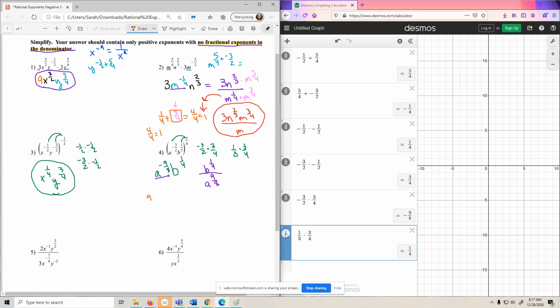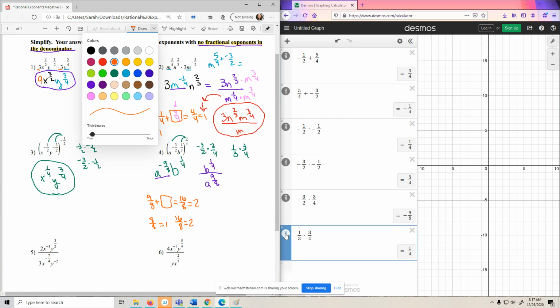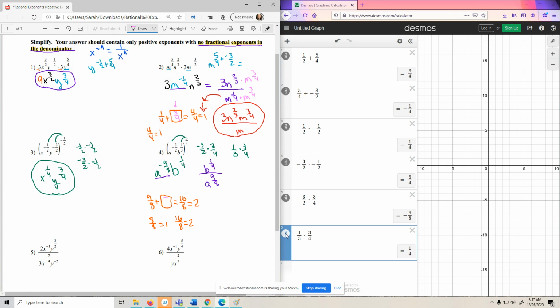What number do I need to add to 9 over 8 to turn it into a whole number? So 8 over 8 is 1. We can't use that because 9 is bigger than 8. Next up would be 16 over 8, which is 2. So what do I need to add to 9 to turn it into 16? 9 over 8 plus 7 over 8 will give me 16 over 8. So I'm going to multiply top and bottom by a to the 7 over 8.